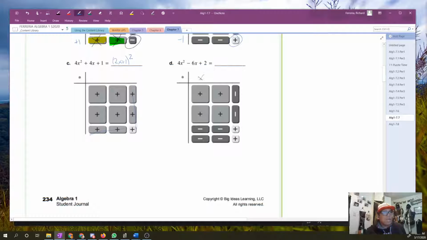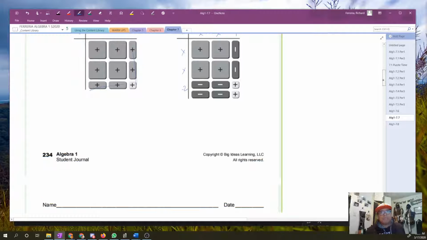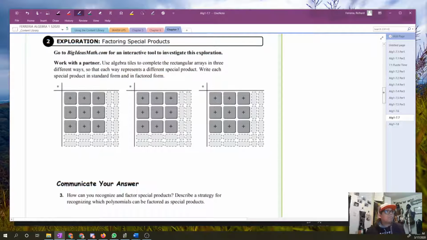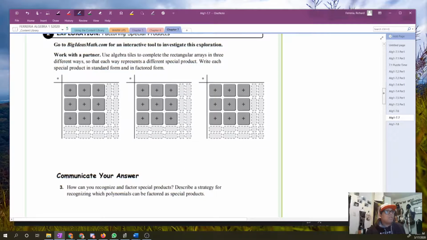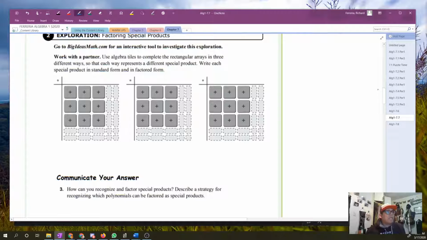This is an x and a -1. X minus 2. So this does not have that beautiful symmetry that we saw in the previous one. 2x minus 2. So that one's different. It's just different. Okay? So use tiles to complete the rectangular arrays in each of the 3 different factored forms that were special.